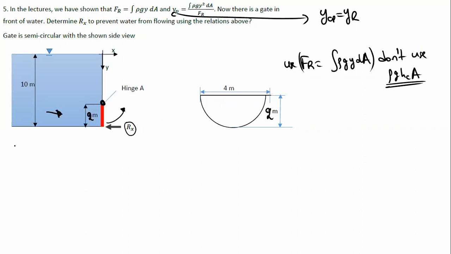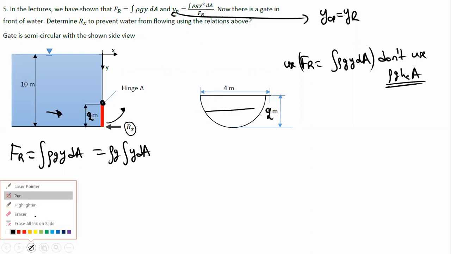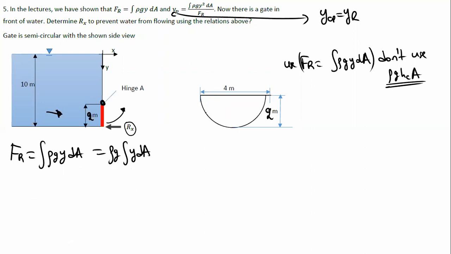So the integral form, I will start one by one, with the resultant force. It is the integral of rho g y dA. The rho is constant, g is constant, so I can take them outside of the brackets, leaving integral of y dA. I will take a small dA on the surface here, a small horizontal strip. This horizontal strip has these dimensions: the height is dy, and the width is b. So I can write this as rho g, and instead of dA, I will write b times dy.